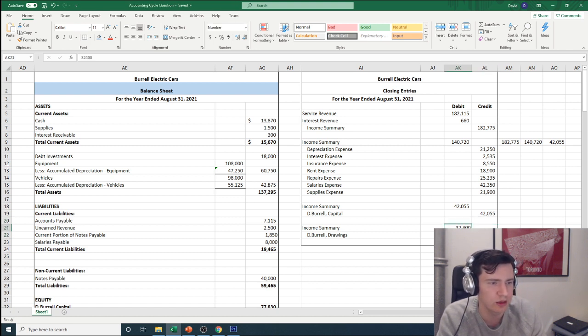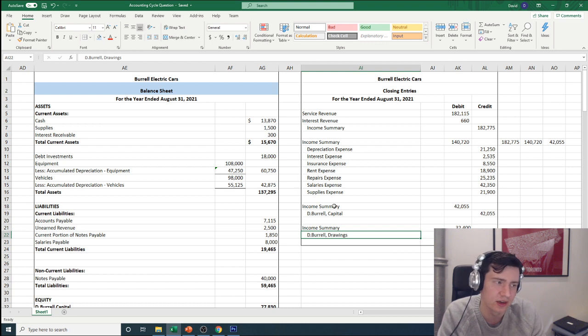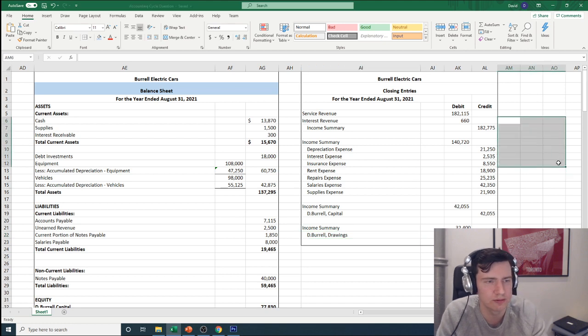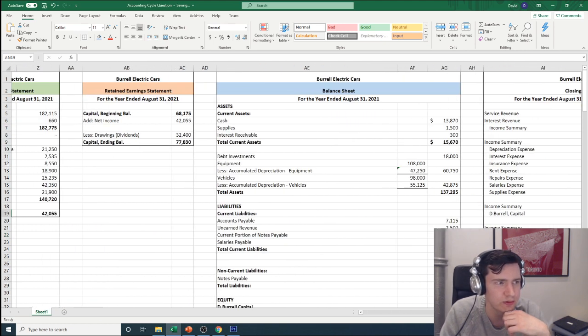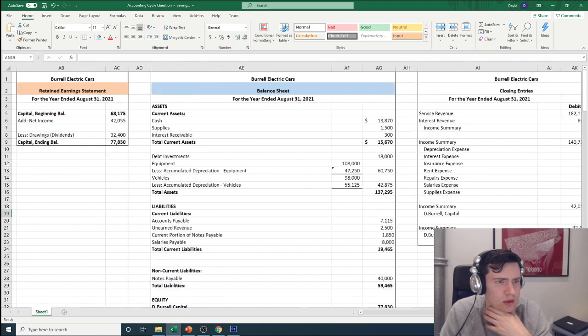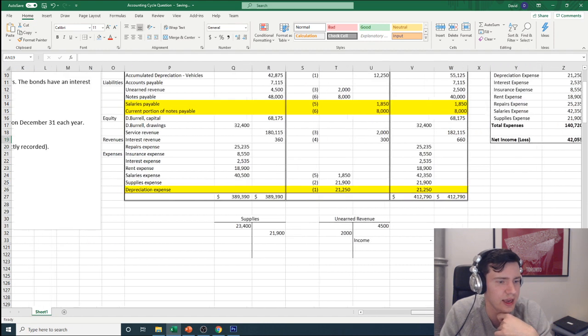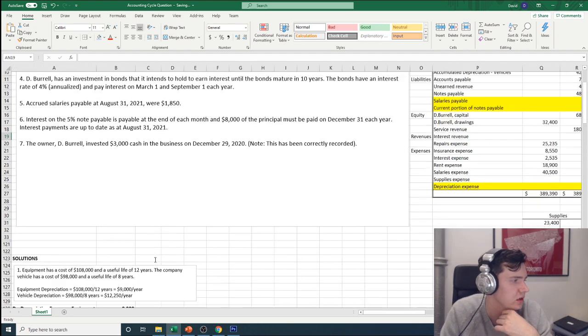So those were the three temporary accounts that we had to close. Four if you consider income summary a temporary account, which you probably should. And that way we've closed all of the temporary accounts. We finished our financial statements for the year. And that's the end of the accounting cycle and the end of our question.